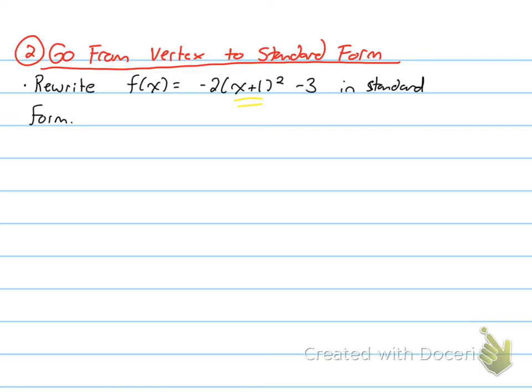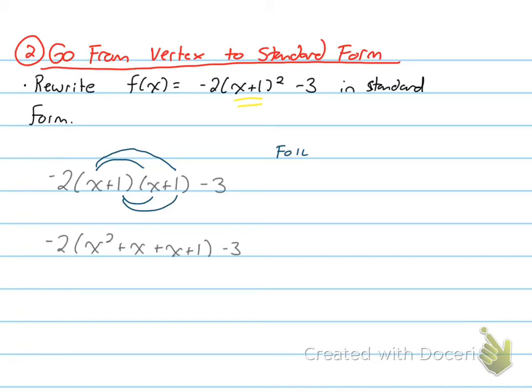So what I'll want to tackle first here is that (x plus 1) squared. Anything squared is being multiplied by itself. So to expand this, I'm going to rewrite this as -2 times (x plus 1) times (x plus 1) minus 3. From here, to get rid of the parentheses, I'm going to multiply my first terms, x times x, outside terms, inner terms, and my last terms, which you may very well remember in Algebra 1 as foiling. So once I do that, I should get 4 terms here, negative 2 times (x squared plus x plus x plus 1) minus 3.